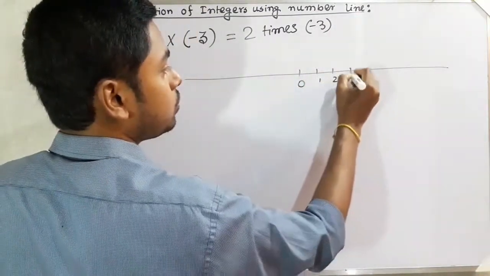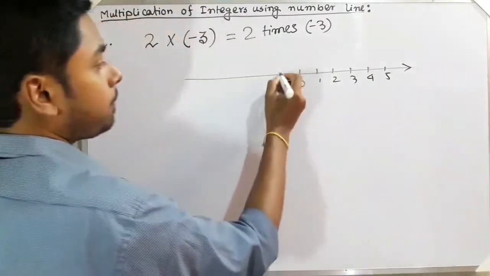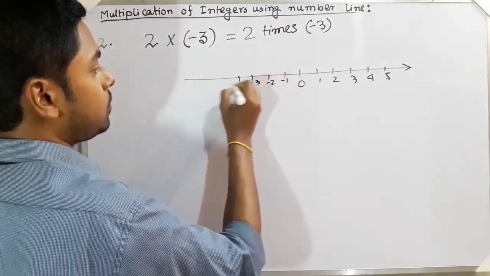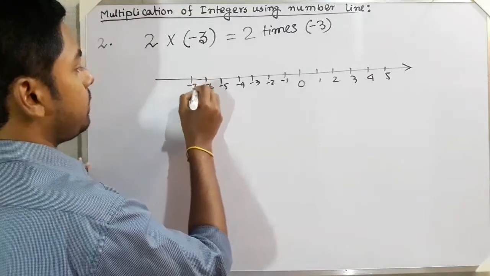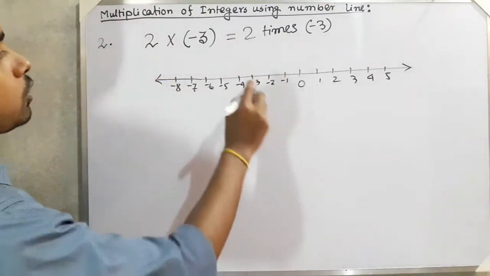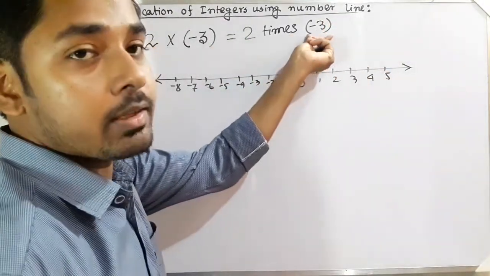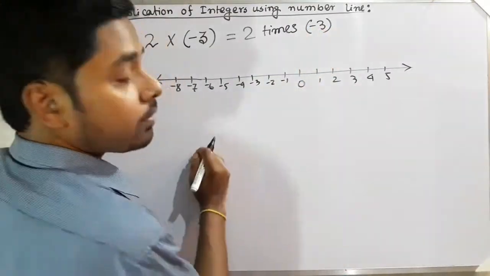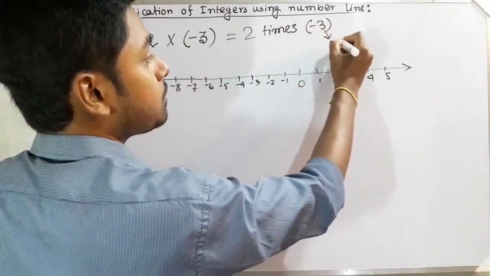0, 1, 2, 3, 4, 5, arrow. Okay. Minus 1, minus 2, minus 3, minus 4, minus 5, minus 6, minus 7, minus 8 and arrow. Okay. Now what we have to do? We have to do 2 times minus 3. That means minus 3 means minus, which side? We have to go left side. And how many steps? 3 steps.